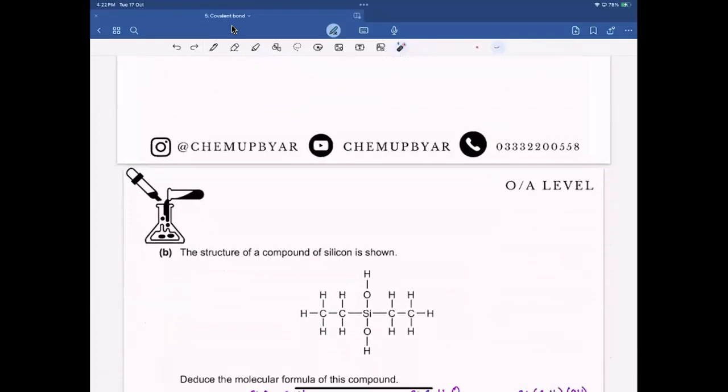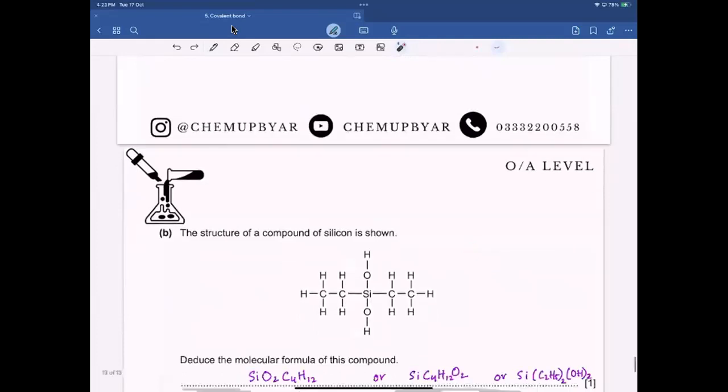You have to reduce the molecular formula. How will you do it? You have to count the atoms of each element and then write the formula. So how many carbon are there? 4. How many hydrogen are there? Not 5, it is 12. 2 oxygens and 1 silicon. So that's how you will write the formula.